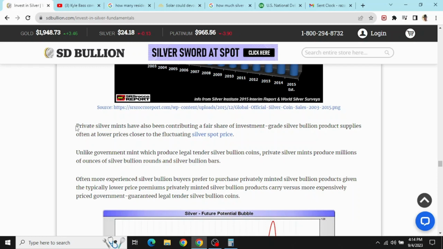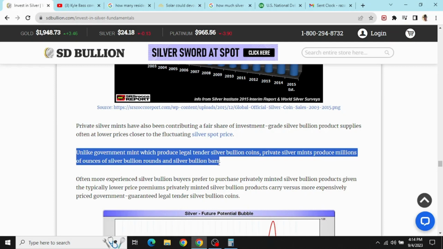It's cheaper to buy a silver coin from a private mint that might not be considered obviously a coin or have legal tender to it, but it's still 1 troy ounce of silver. Usually most of them are 0.999. Every once in a while you see four nines on a silver round. So it says here, unlike government mints, which produce legal tender silver bullion coins, private silver mints produce millions of ounces of silver bullion rounds and silver bullion bars.